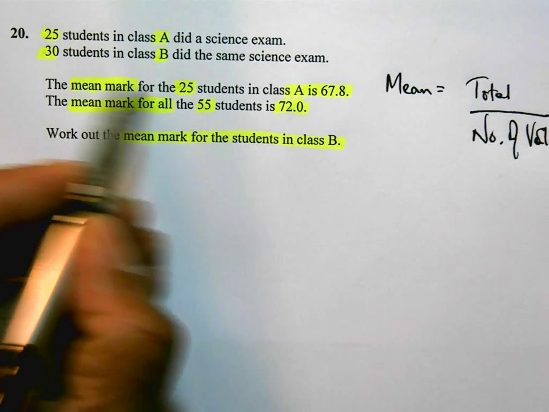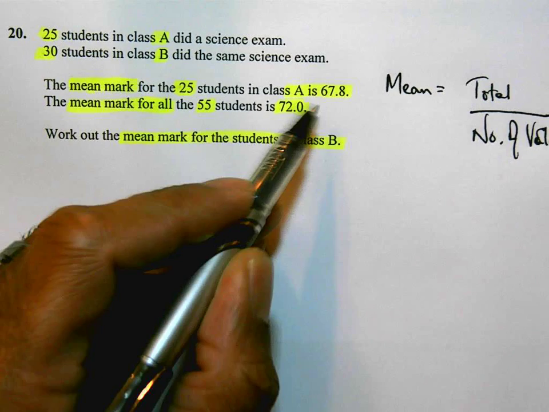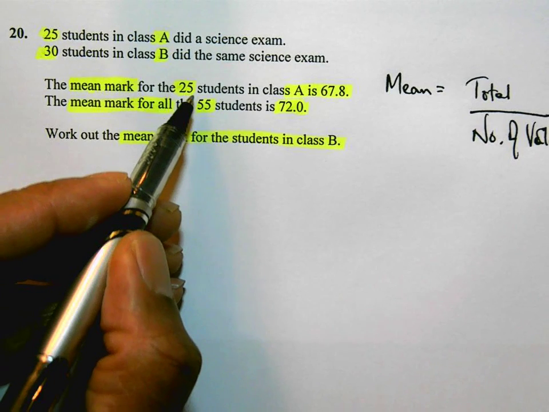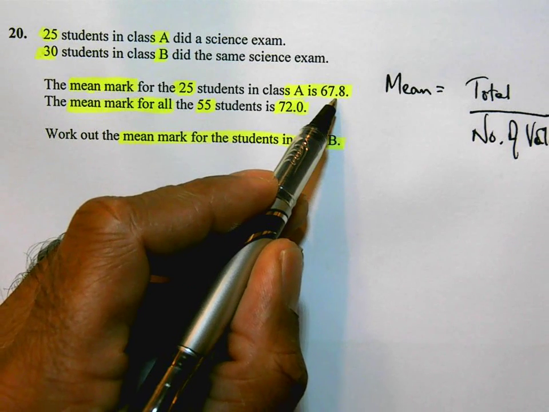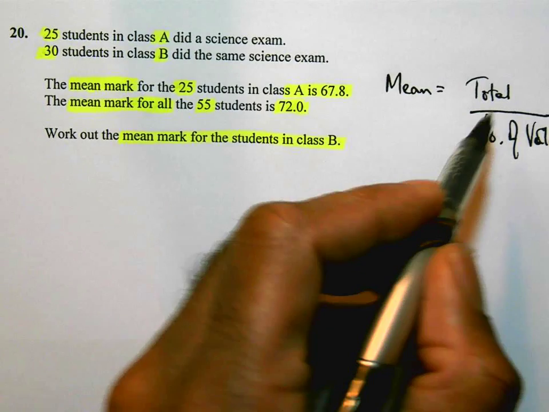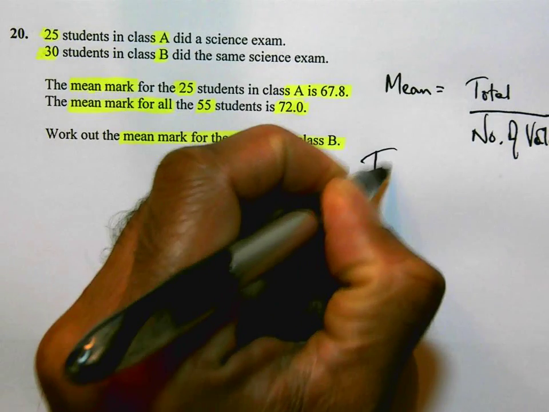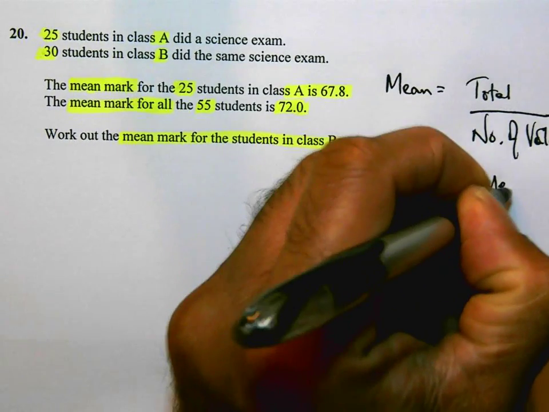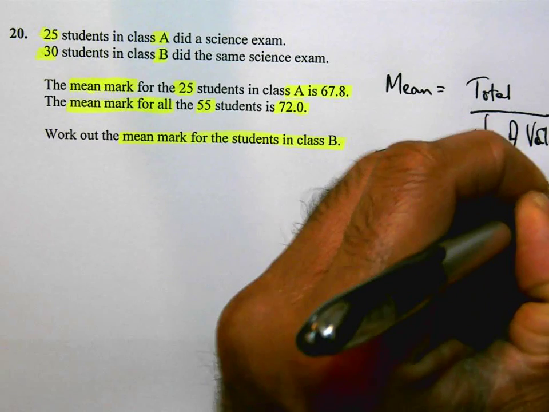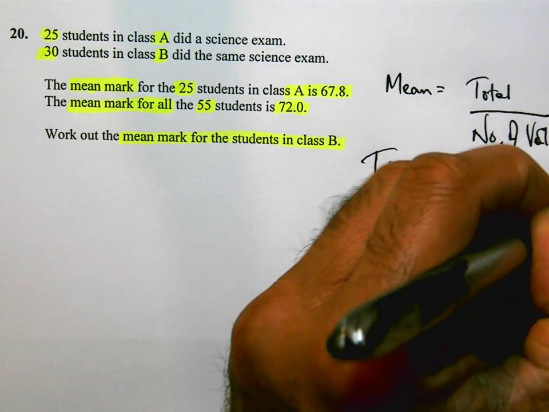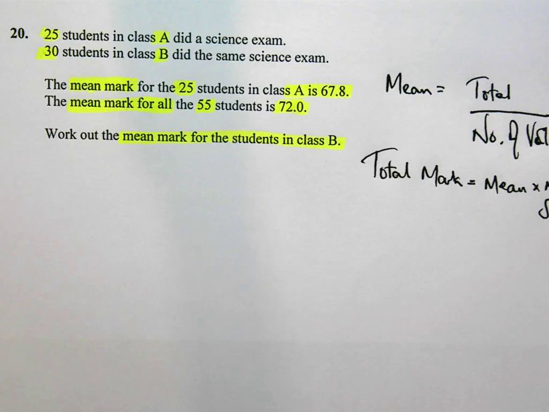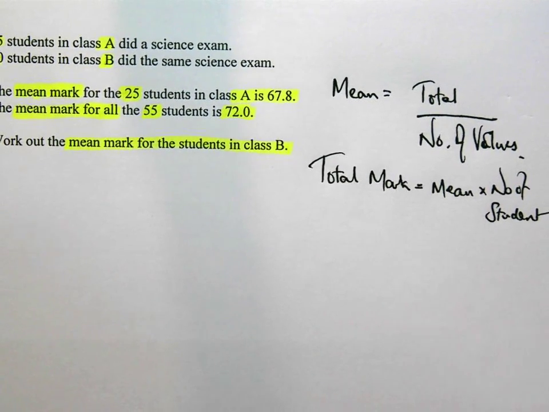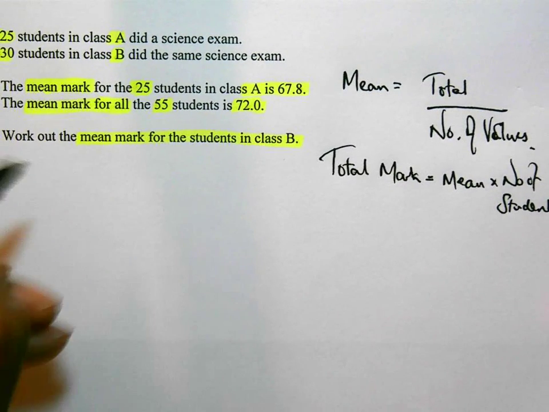So to work out the mean mark for these 25 students from class A, they need to work out their total marks. So add up all their marks, then divide by 25, and that gave us 67.8. So to work out the total mark, I'd need to do the mean times the number of students. It's not number of values, but it's number of students that we're talking about here. Okay, so I'm going to use this information to help me find this.